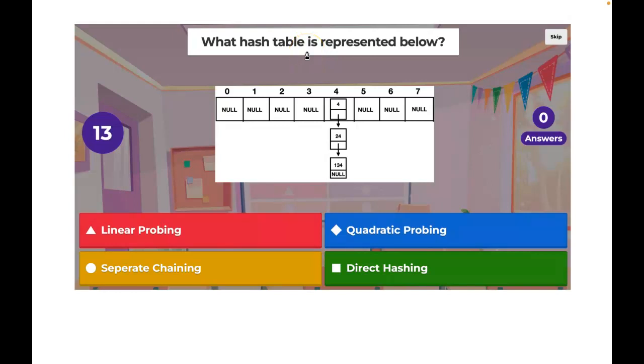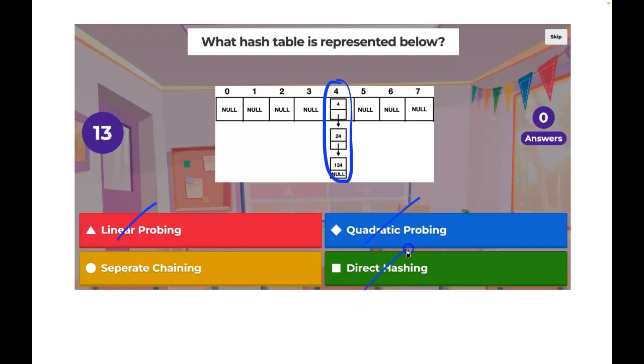So the question here is asking what hash table is represented below. And so we have null here, and it seems like we also have a linked list here. And so it's not linear probing because that doesn't involve linked lists. It's not quadratic probing because that also does not involve linked lists.